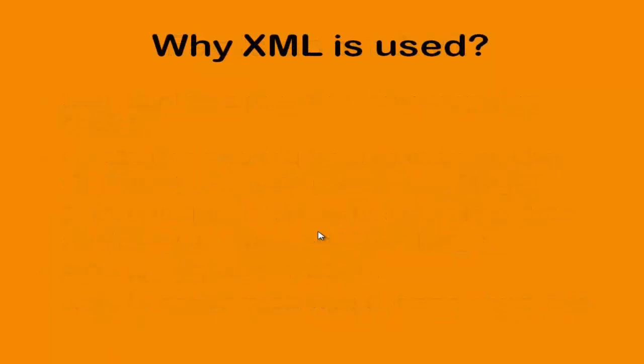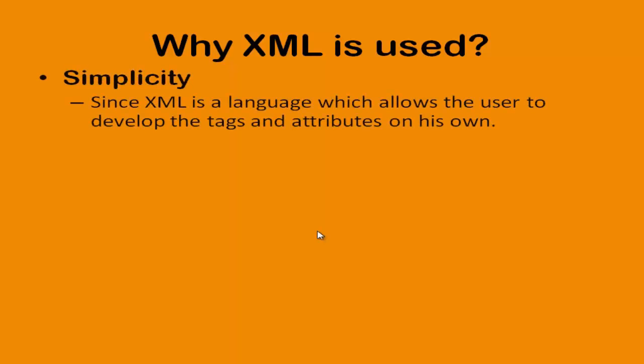And why is XML used? XML is used because it is simple in nature. As I said, we can create our own tags and attributes, so users will not find any difficulty creating any program. They adapt their own tags and own attributes without going behind the predefined tags.